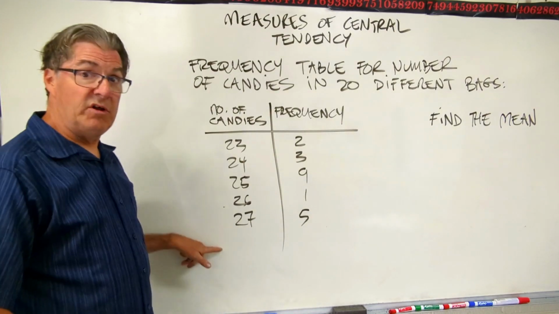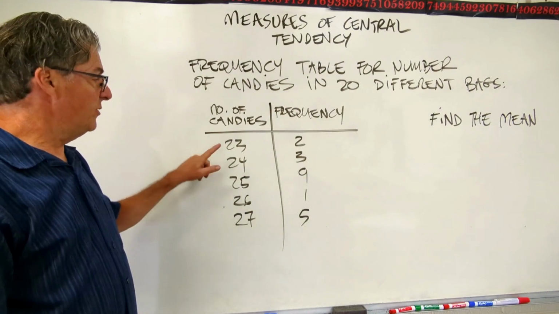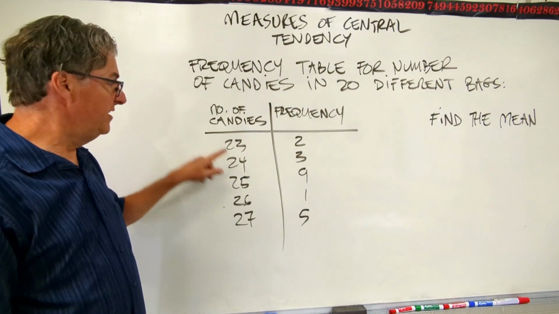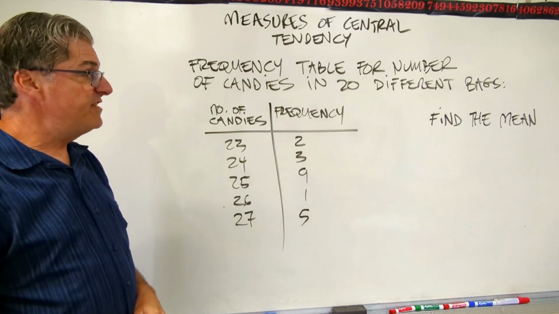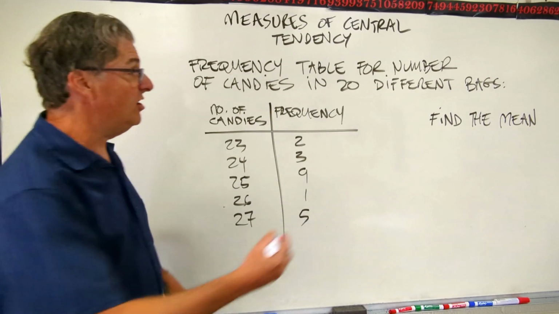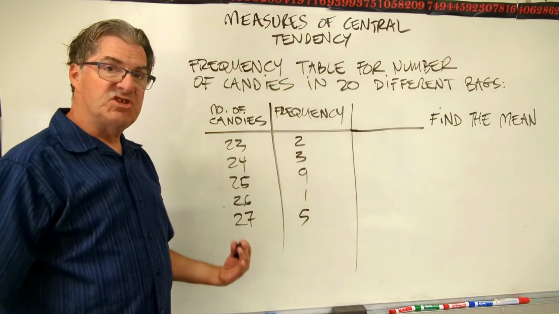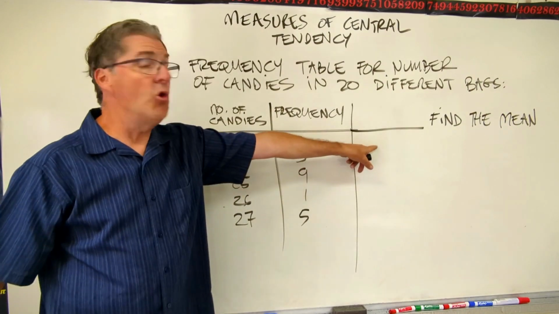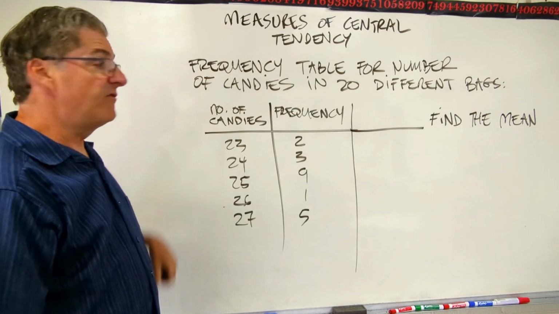Now, this table is kind of abbreviated. It's a frequency table. So we know we have 2 bags of 23, we have 3 bags of 24. So the way to solve this one is to create another column, like so, and we're going to calculate the total number of candies for each type of bag.